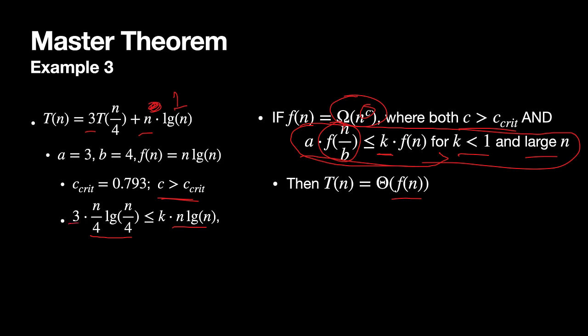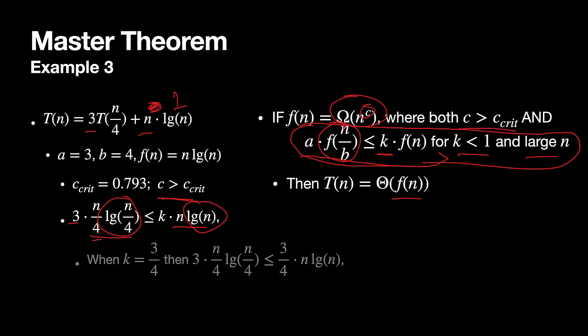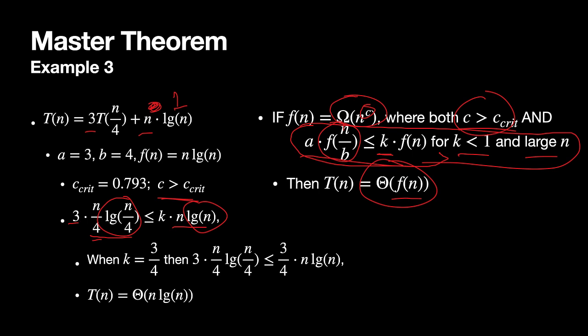So in this case, it looks like we've got (3/4) n times log(n/4). Well, log(n/4) will be less than log n. So we could just pick a k of 3/4, and this inequality will be true for all large n. Based on that, we meet both parts of our conditions here. So c is greater than our critical factor, and our other inequality is also satisfied. So we can make the claim that T(n) is in Theta(f(n)), where f(n) is n log n. Stated more simply, this recurrence is in big Theta of n log n.